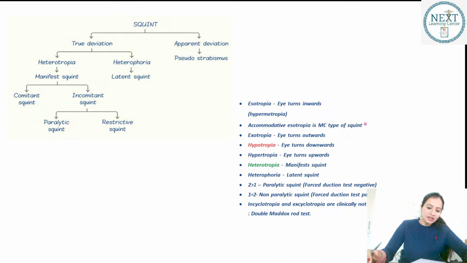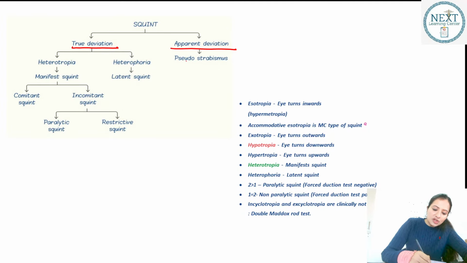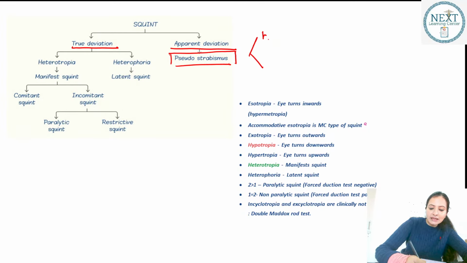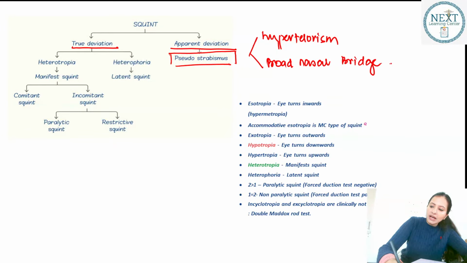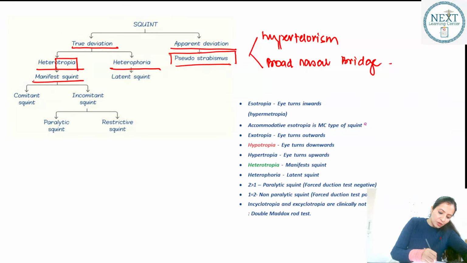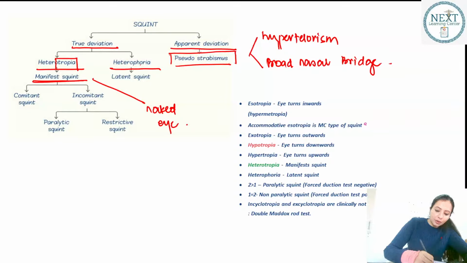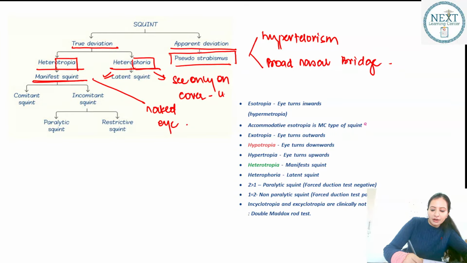Then talking about squint. Squint can be either a true deviation or an apparent deviation. Apparent deviation is known as pseudostrabismus, and it is seen in cases of hypertelorism or in cases of broad nasal bridge. True deviation can be either heterotropia or heterophoria. Tropia is your manifest squint. Manifest squint is the one that you can see with the naked eye. Heterophoria is also known as latent squint, that you can see only on cover uncover test.